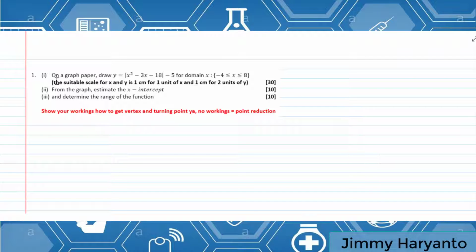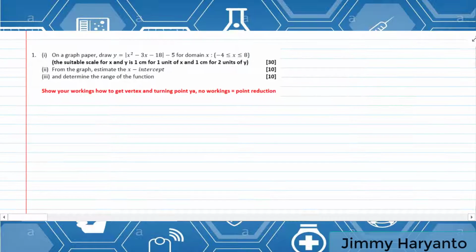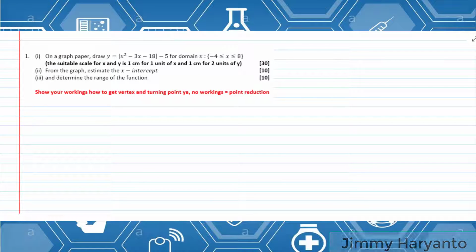Okay, for the first, on a graph paper, draw this one. For the domain from negative 4 until 8, choose a suitable scale, and then you have to find the x-intercept and then determine the range of the function. This is an absolute function. Inside of it there is a quadratic function. So you have to follow my steps.